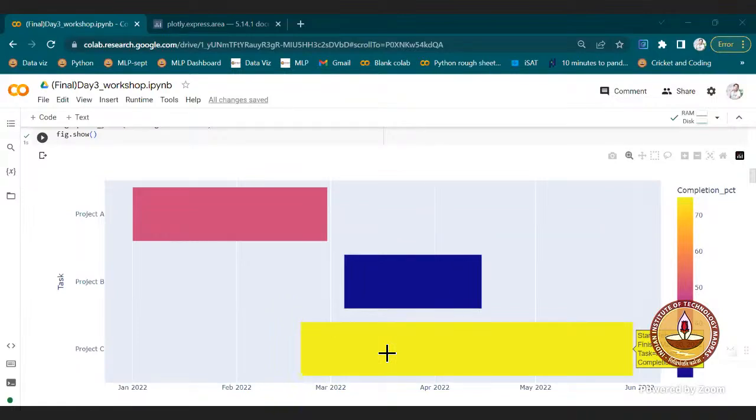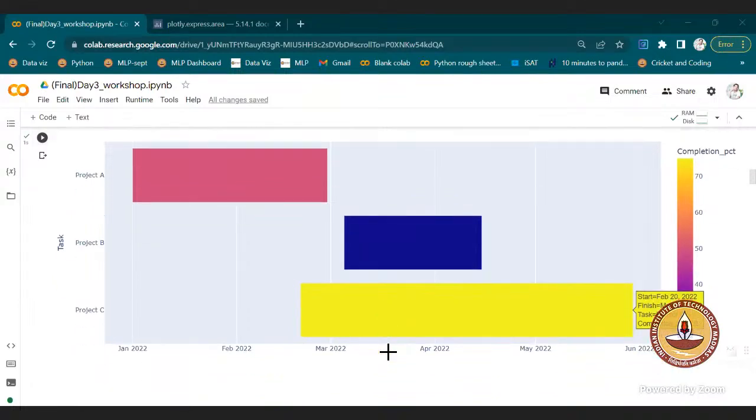So the Gantt chart was a requirement for the last video. In general, you can use it wherever there are schedules and dependencies.